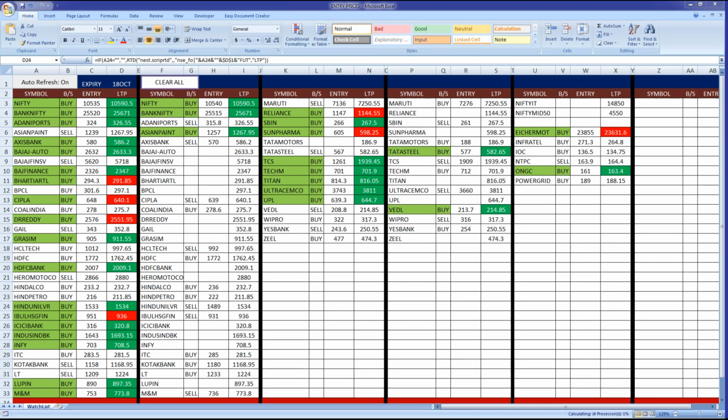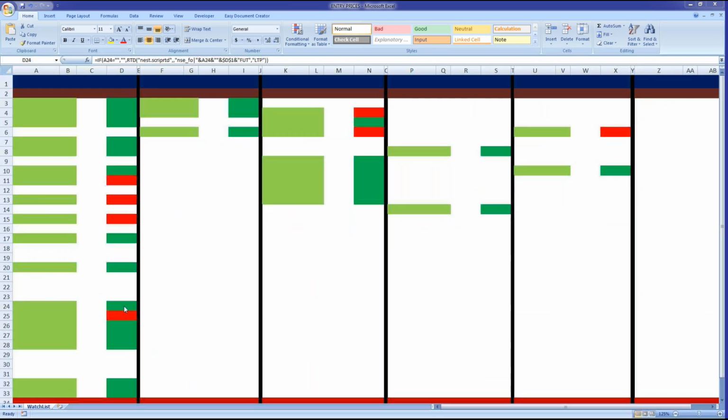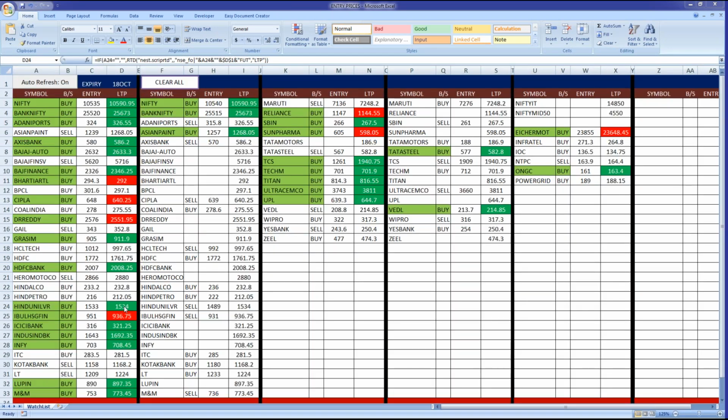It has already made 1540. It was in profit. Now it is again retracing back to its earlier levels. So this is how we trade.